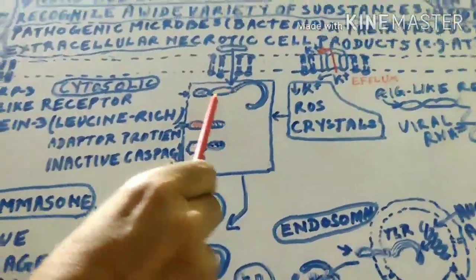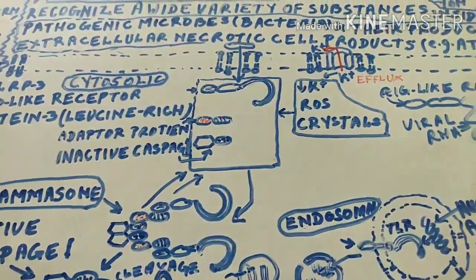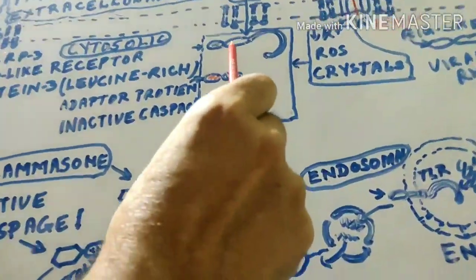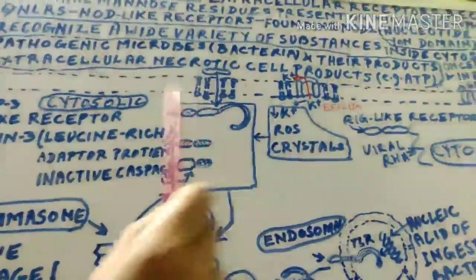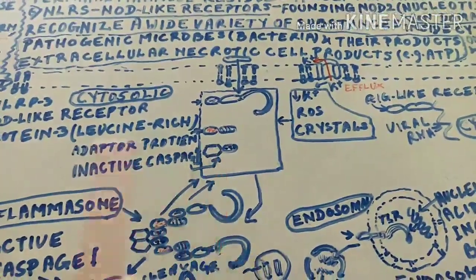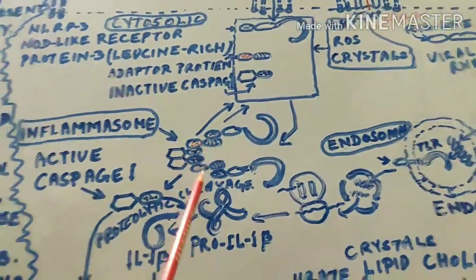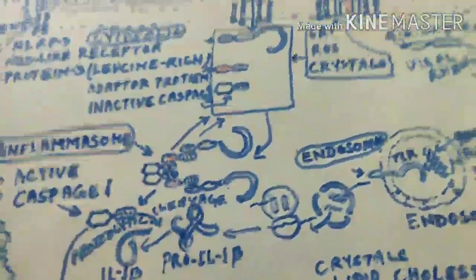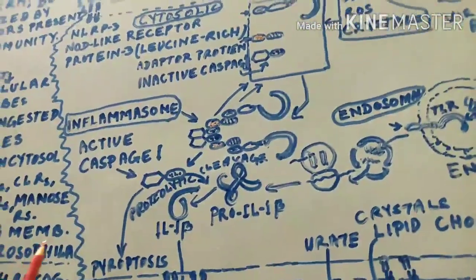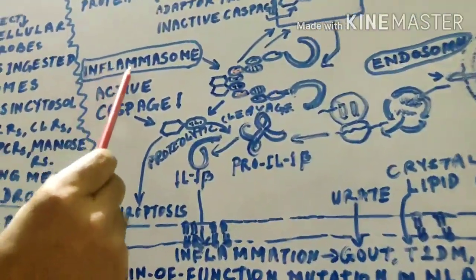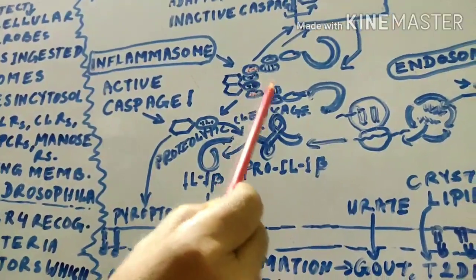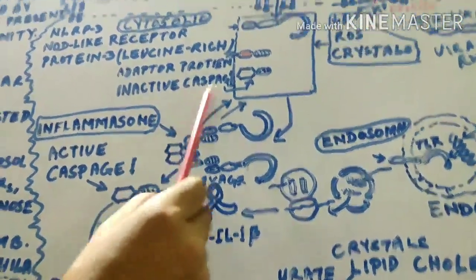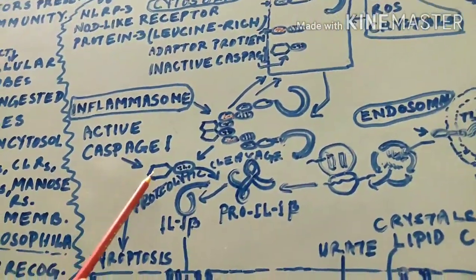They act on this NOD-like receptor protein, and it results in the binding of these three things: NLRP3, adapter protein, and inactive caspase. You can see here how they have interacted. This structure, formed by the combination of all three, is a multi-protein complex known as the inflammasome. The result of formation of this inflammasome is the activation of inactive caspase 1. You can see here the active caspase.